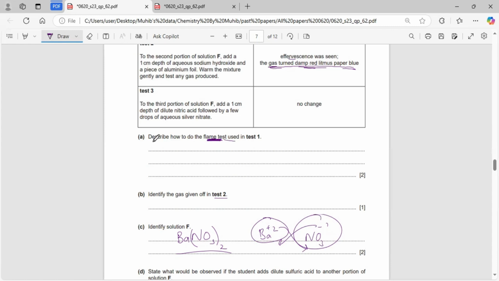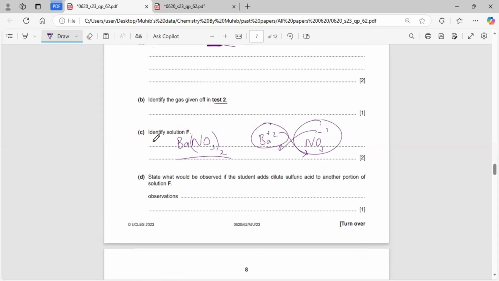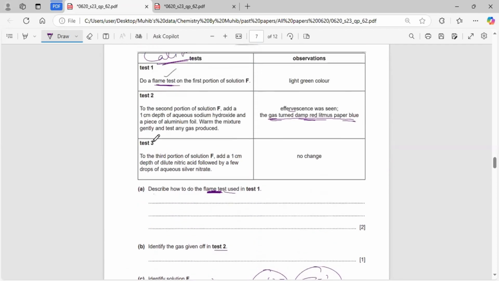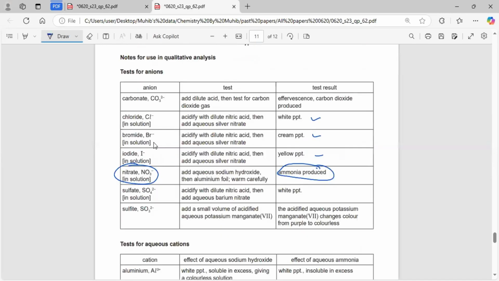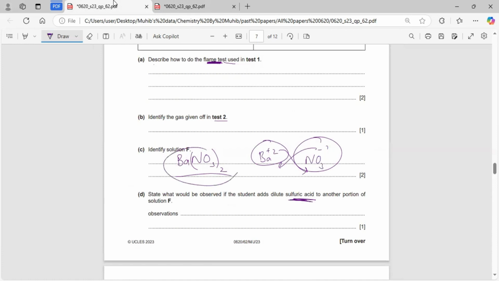Now, state what would be observed if the student adds dilute sulfuric acid to another portion of solution F. We are going to add dilute sulfuric acid to barium nitrate. So if we mix sulfate ion with barium nitrate, our salt was barium nitrate, and we react it with sulfuric acid, then what will happen? A salt, barium sulfate, will be formed.